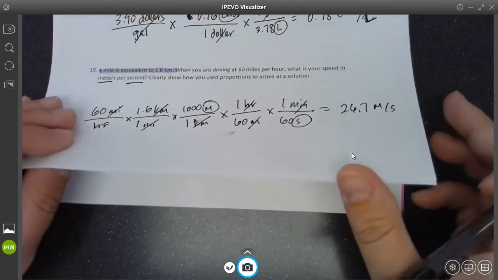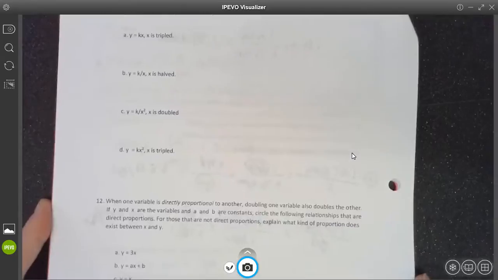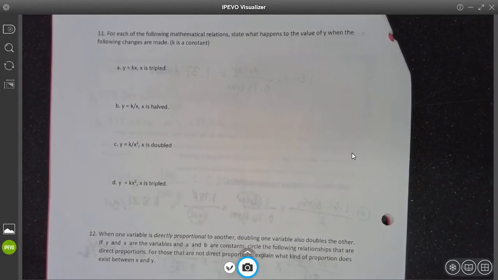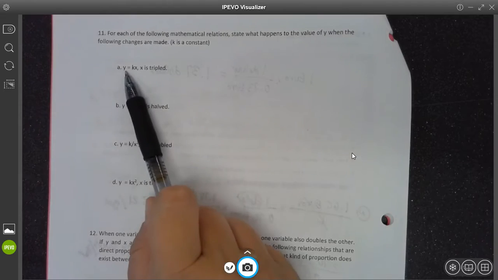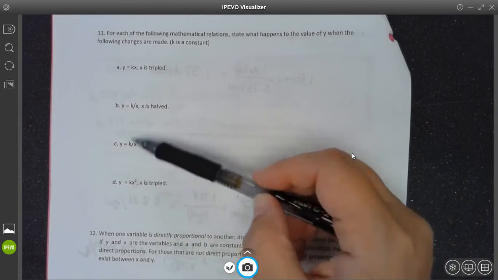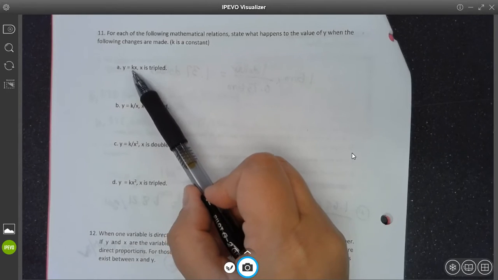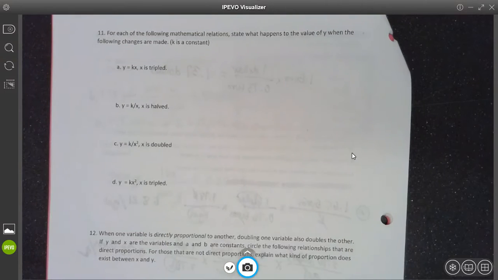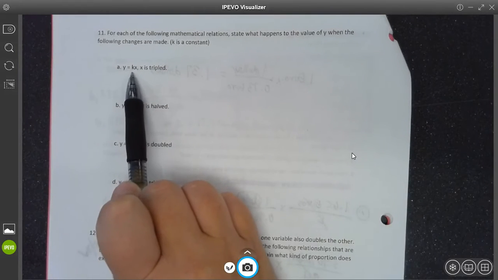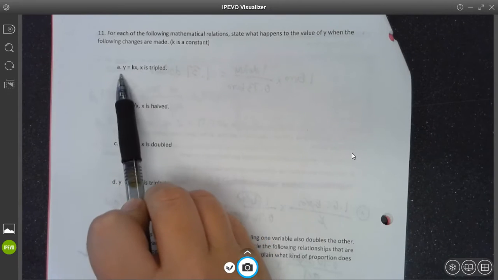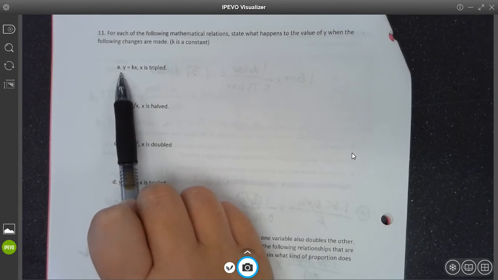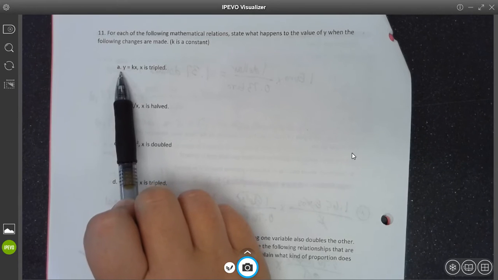All right, back page. It's going to get a little bit more abstract here. So now what we're given is some mathematical relationships. We're given some equations, and we have to think about what happens to the value of y. So each of these has 3 variables, y, k, and x. K is a constant, so it's just a number. And then we have y and x. So what we're being asked to do here is if we make a change on the right side of the equation, how will the value on the other side change? So another way to think about it is what do we have to do to the other side so that they stay equal?